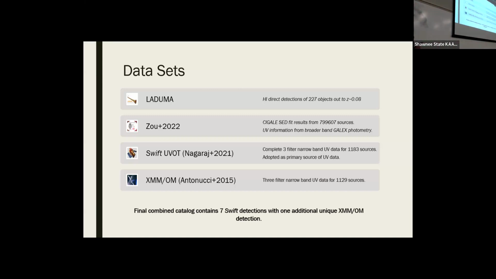And that leads us into, oh, forgot that little bit. So after all these catalogs are matched together, so the final catalog that has data from every single one of those, either UV data with Zoo data with LADUMA data, we get 7 sources from Swift, and we actually got 8 sources from XMM, but most of them are repeats. And then some don't actually have a complete set of ultraviolet data. So maybe we just have a detection in the M2 filter or something, but we don't have the other filters. So after those are removed, we get 1 unique detection from the optical monitor.